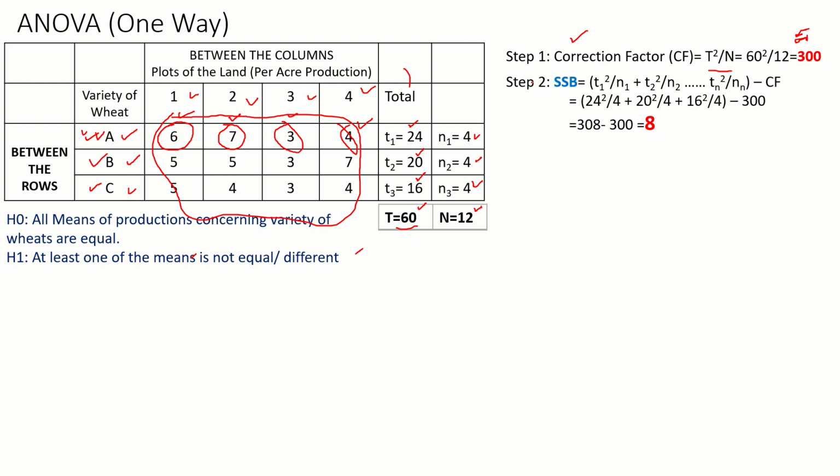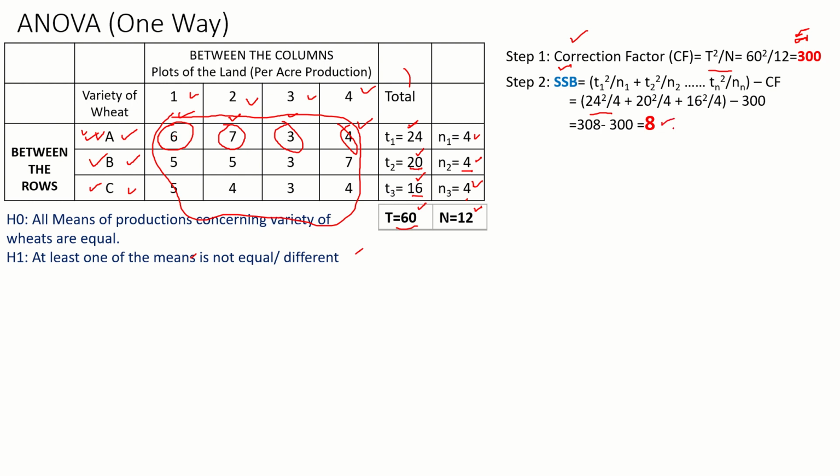Next step in ANOVA is SSB, that means sum of square between, that we have to calculate. There is a formula for this: T1 square by N. You can see this is T1 square, 24 square divided by 4. Similarly, plus 20 square divided by 4, plus 16 square divided by 4, minus 300. This is the correction factor. Equal to 308 minus 300. We are getting this value, that is 8.